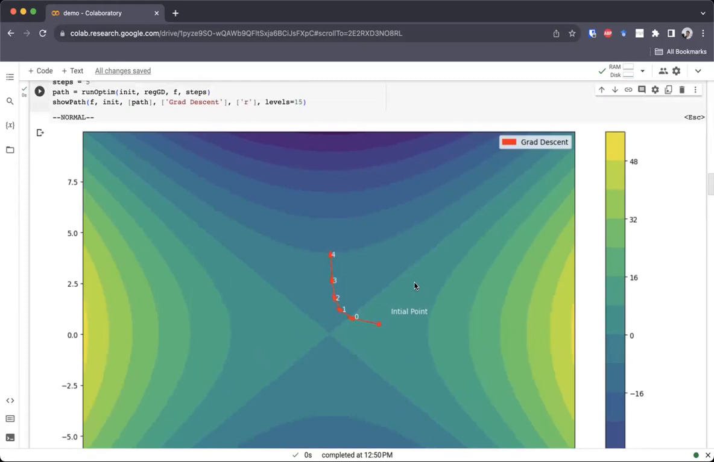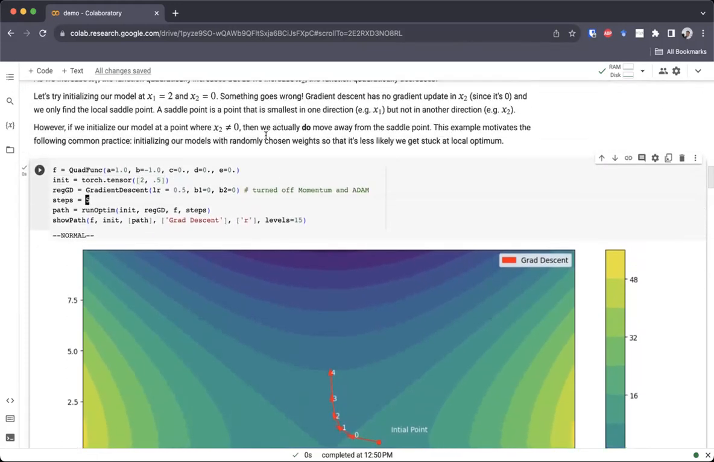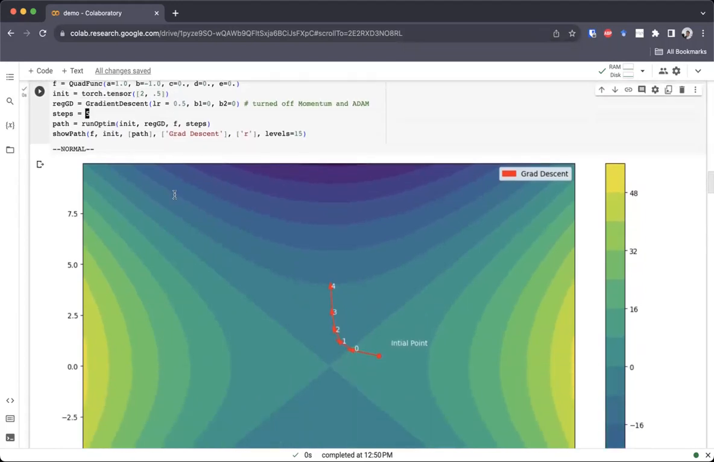Notice here it says "intil", which is hilarious. We want "initial point". Okay, I'll fix that later.